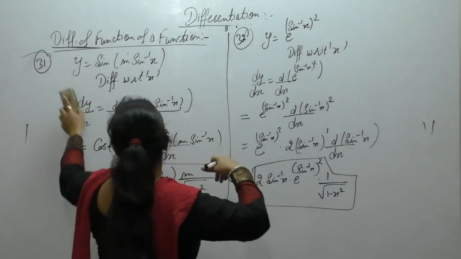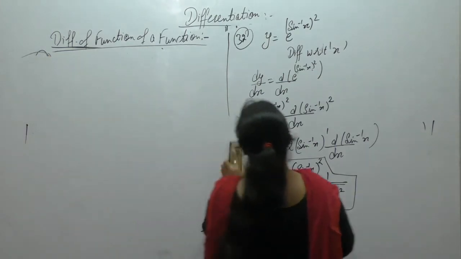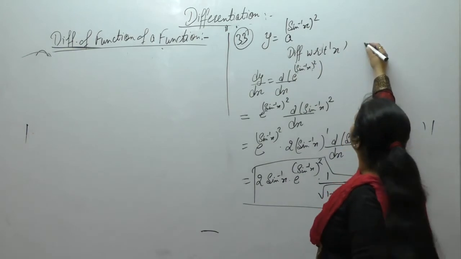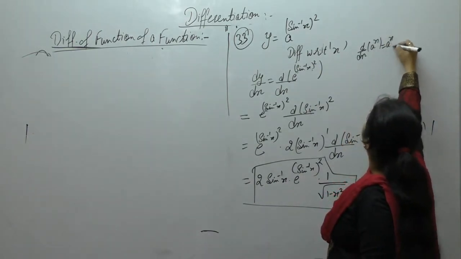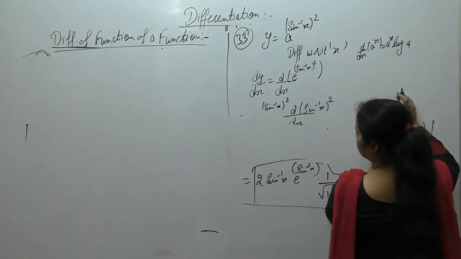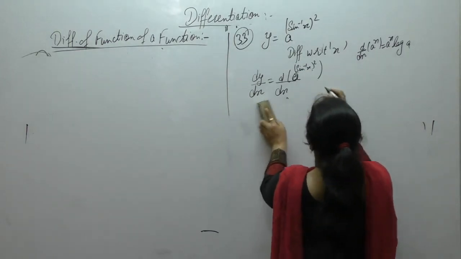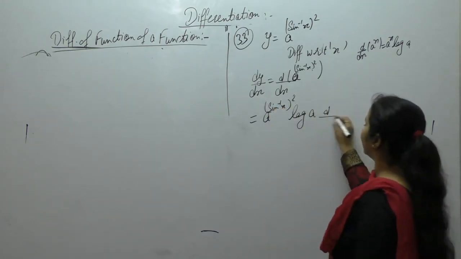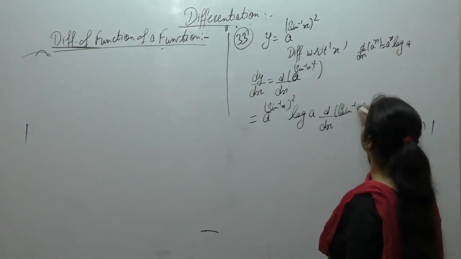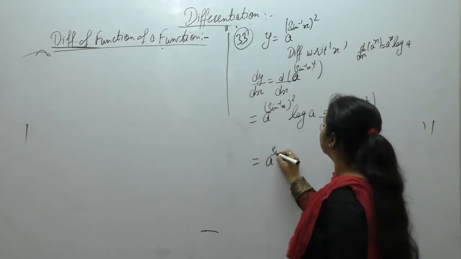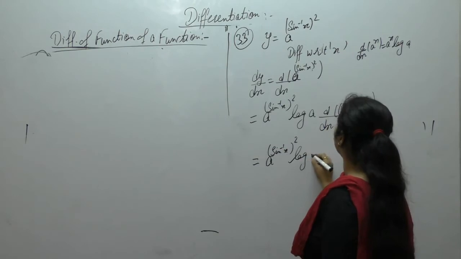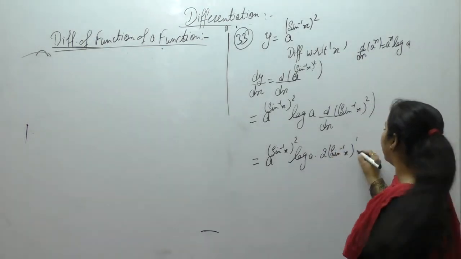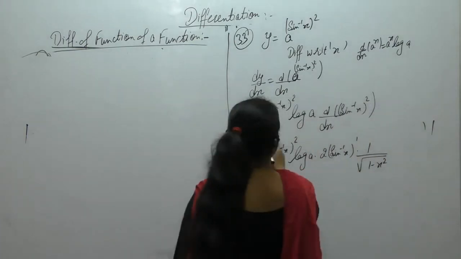And if in such a question, instead of e we have a, a^(sin⁻¹x), the derivative of a^x is a^x log a. So it will be a^x log a. Now x is this term, so derivative of (sin⁻¹x)². Clear? a^((sin⁻¹x)²) log a, x^n gives n·x^(n−1), 2 sin⁻¹x, and now the derivative of sin⁻¹x. So this is the answer.